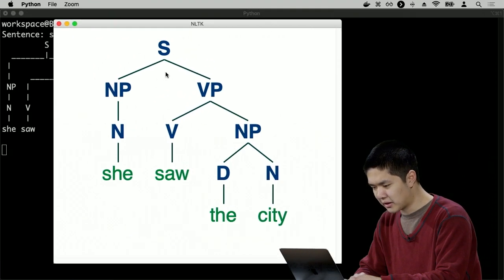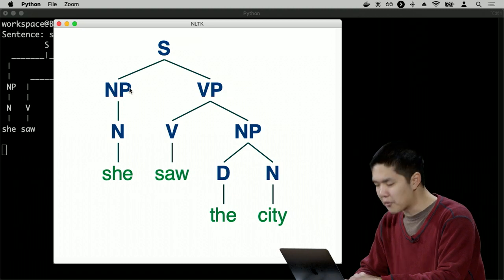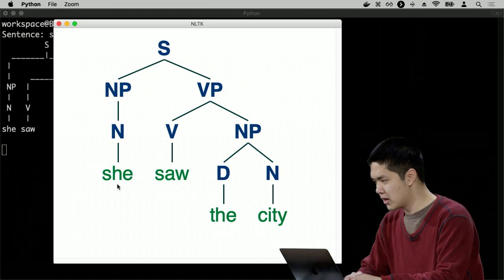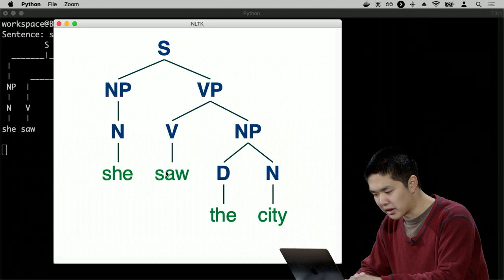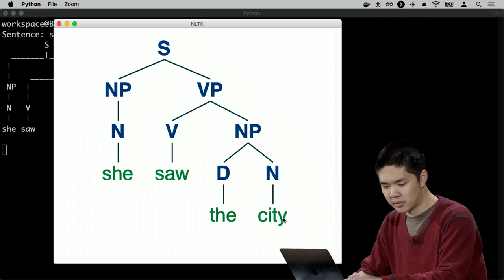Again, a sentence that has a noun phrase and a verb phrase. The noun phrase is fairly simple. It's just she. But the verb phrase is more complex. It is now saw the city, for example.